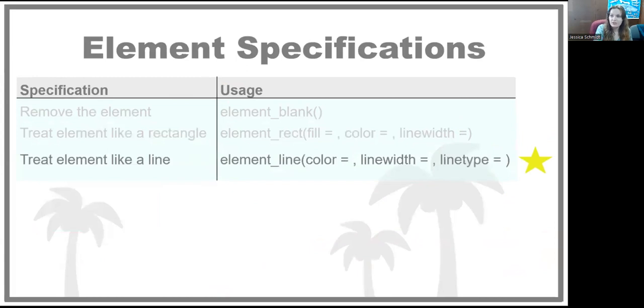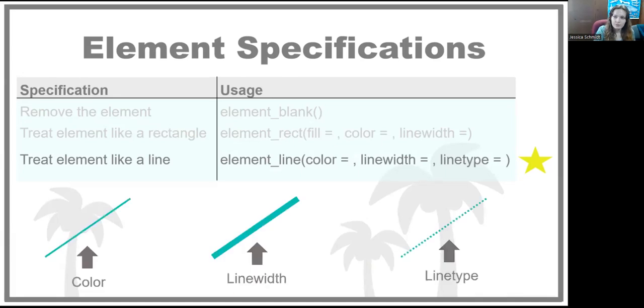Another option is to treat the element like a line. And this is useful in a variety of cases, like if we want to customize our grid lines, because our grid lines are just a bunch of lines. So we can customize the color. We can customize the line width. Do you want it thick or thin? And we can customize the line type. Like this here is dotted.